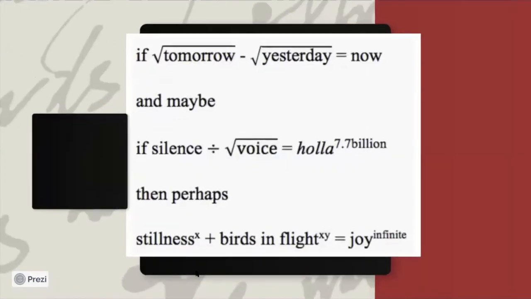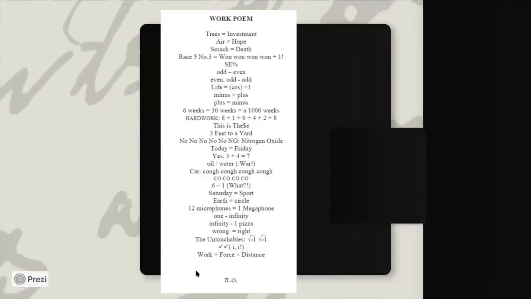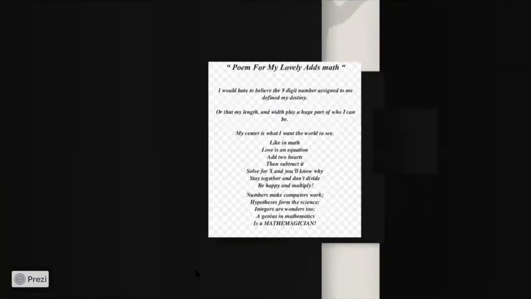If the square root of tomorrow minus the square root of yesterday equals now, and maybe if silence divided by the square root of voice, etc. Notice how this poem almost looks like it's incorporated different mathematical elements to create a message of what they're trying to say, joy to infinity. This author has used multiple equal signs, has signed their name with the pi symbol, and definitely has a point that they're trying to get across through the mathematical symbols that they employ.